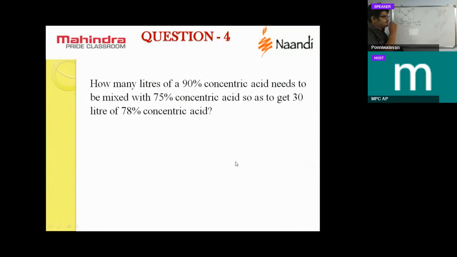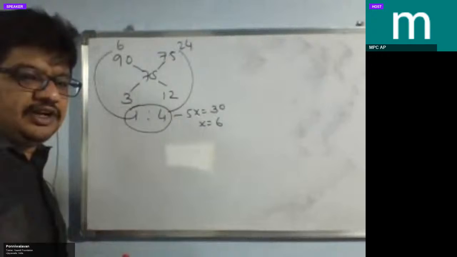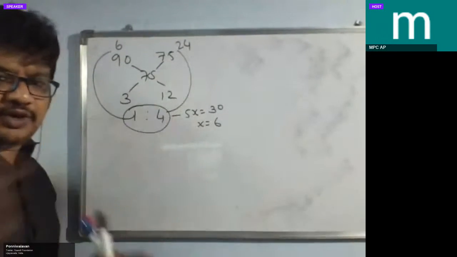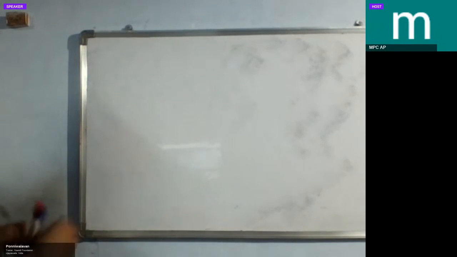Kindly, for this type of question, this is the best method. Don't go with other methods. Okay, try this. The price of the petrol is 72 per liter, and the price of the spirit is 40 per liter. For example, I will give the equation alone. If you want, you can do it.